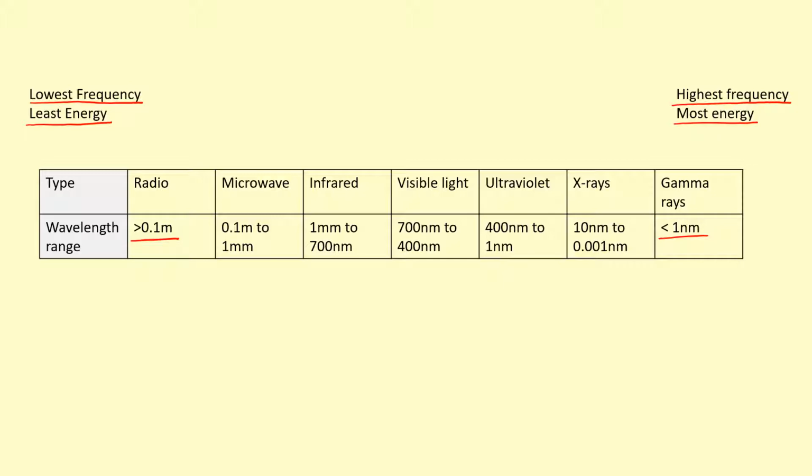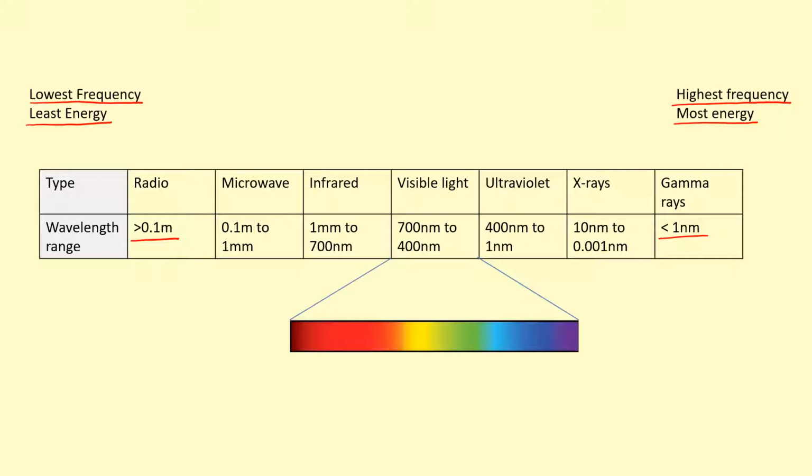In between, you need to know all the other electromagnetic waves as well. And in particular, you need to know the visible light. So visible light, as you know, can be split into colors of the spectrum, where we have red on the left-hand side with the longest wavelength of 700 nanometers and violet on the right-hand side with the shortest wavelength of 400 nanometers. Okay, so these two numbers, you should know them, okay?